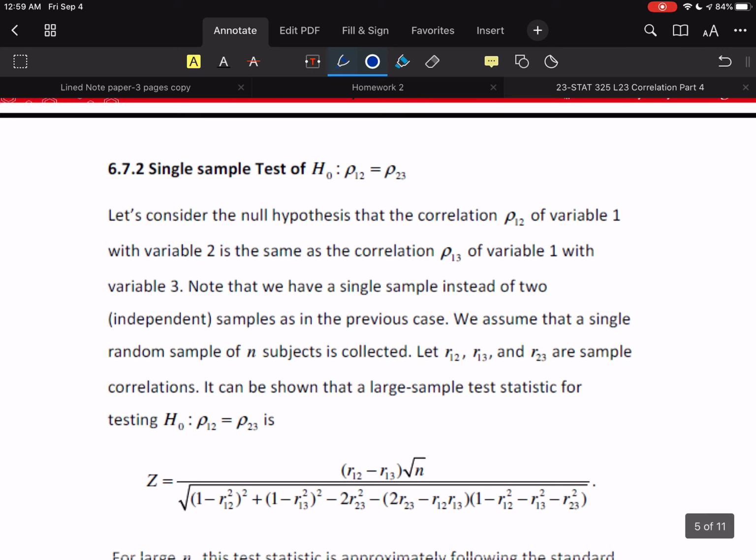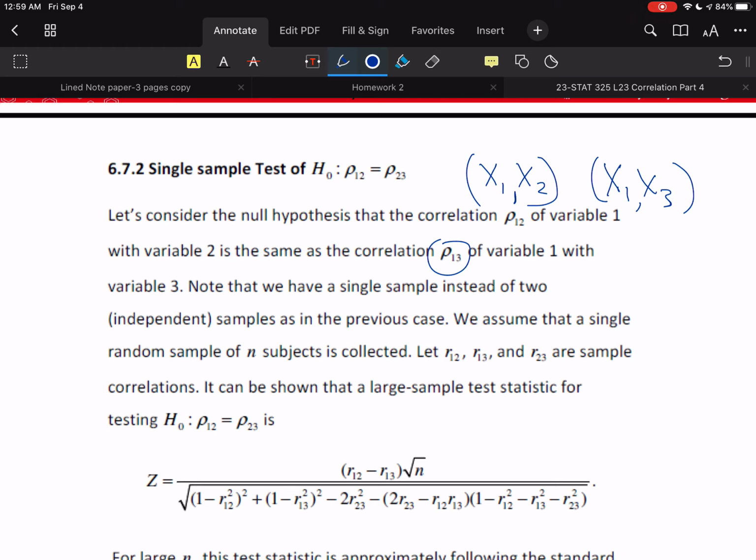Okay, so the single sample test of H naught: rho 1,2 equals rho 2,3. So here is a null hypothesis about the correlation rho of 1,2, of variable 1 with variable 2. Okay, so this 1,2 means that we have, say, x1, x2. And here we have rho of 1,3, so that would be x1 and x3. Instead of using x and y, we're using x1, x2, and x1, x3. Okay? So this is the correlation of variable 1 with variable 3.